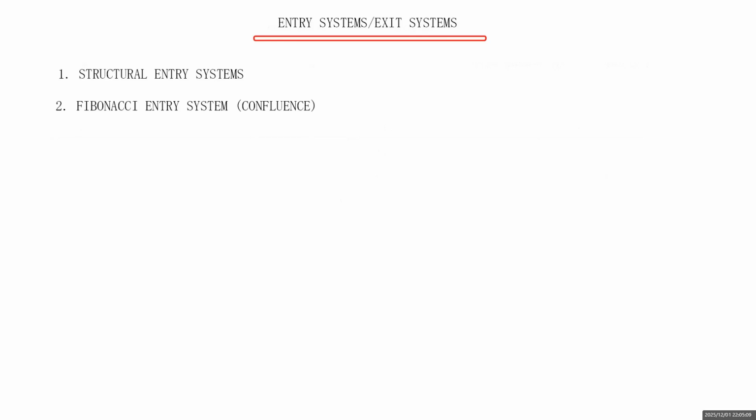So what is the difference between these 2? You can apply both flexibly to trade the forex market. However, when I'm trading the direction of trend, I prefer to use the Fibonacci entry system, which is the confluence. It is best used when trading the direction of trend. Let me just write it in full.